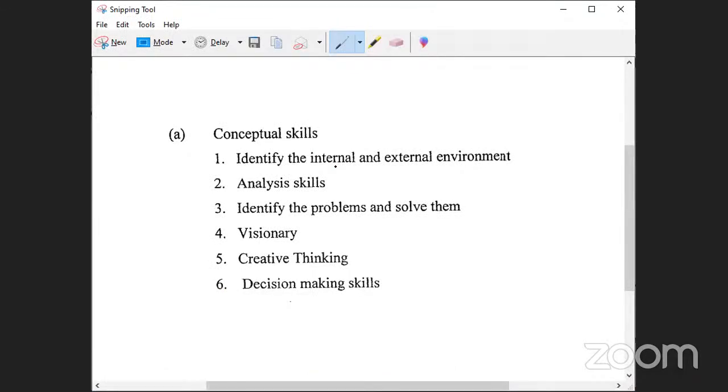Identify the internal and external environment, environmental analysis. We said how you strategically think, you need to be aware about what's happening inside and outside of the organization. Analysis set of skills, identify the problems and solve them, visionary creative thinking, decision making skills, right, policy development. Those set of things that we discussed, right?